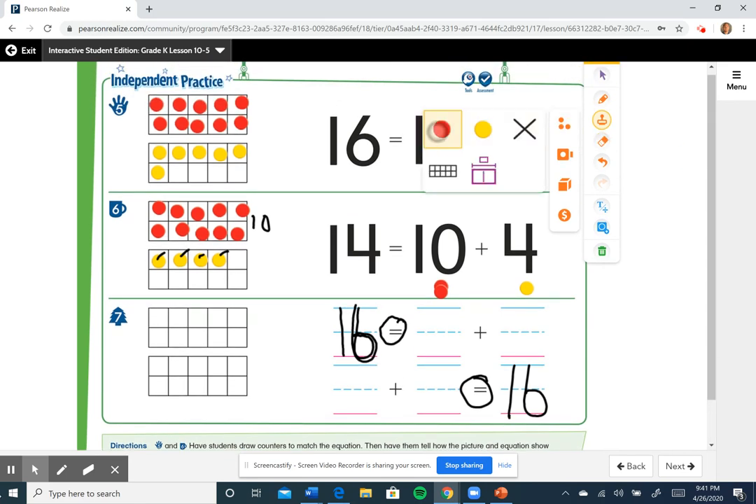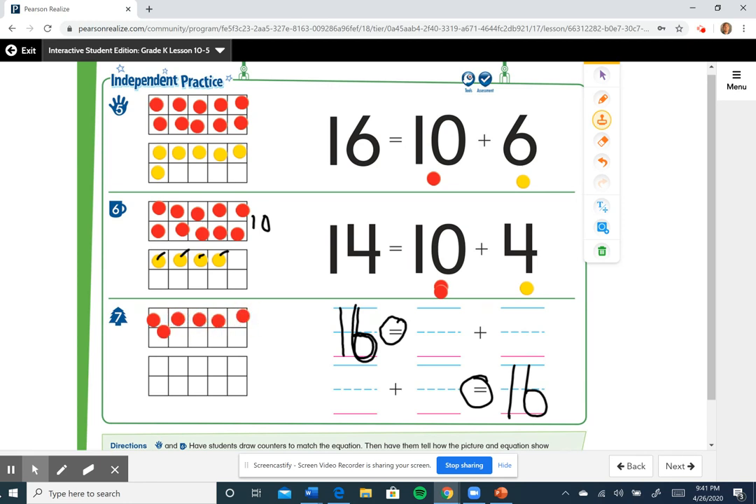So let's get some counters. 1, 2, 3, 4, 5, 6, 7, 8, 9, 10. Because I know 16 is bigger than 10, or greater than 10. So there's going to be a full 10 frame, just like what we've been doing. So let me write my 10. I'm going to do it in both places so I don't forget.